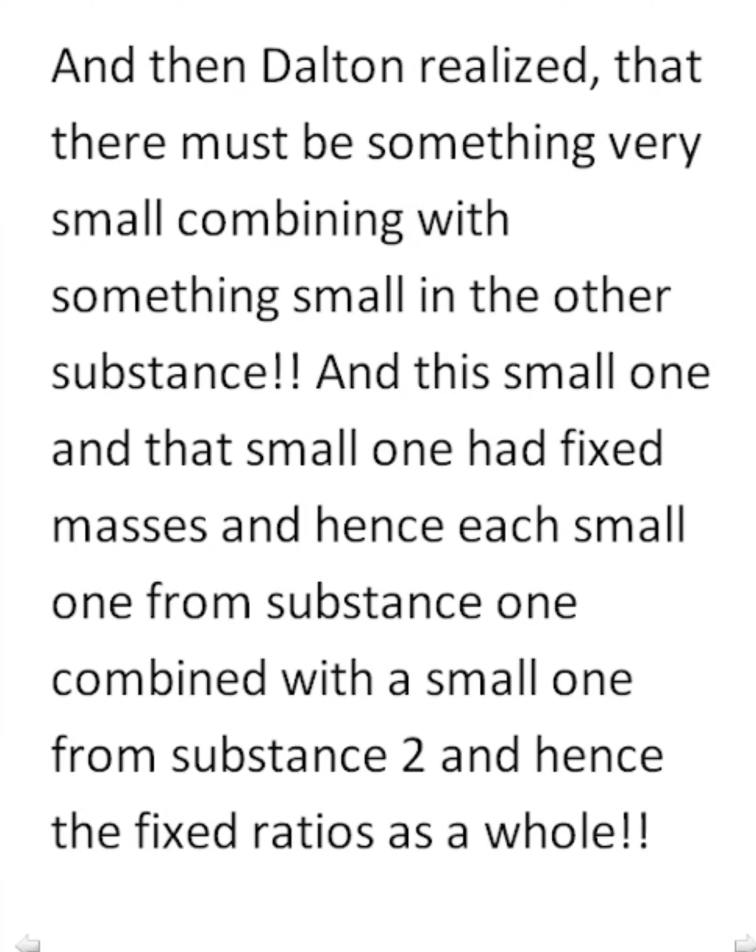And then Dalton realized that there must be something very small inside one substance combining with something small in the other substance. And this small one and that small one had fixed masses, right? And hence each small one from one substance combined with the small one from substance 2, and hence the fixed ratios came out as a whole. There might be billions of atoms here and millions of atoms there, but when they combine 1:1 or 1:2, they have fixed ratios, and that which is not combining comes out as residue.